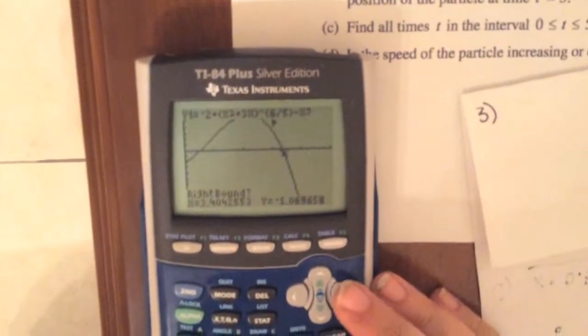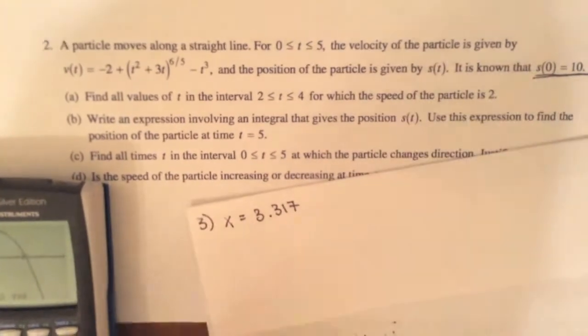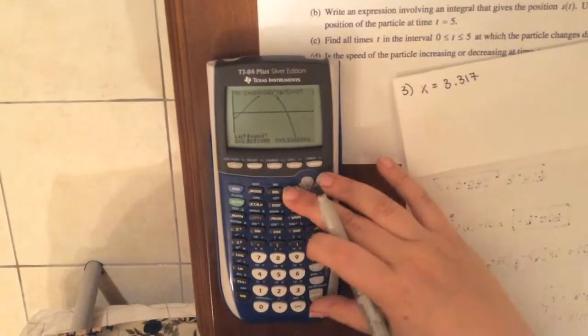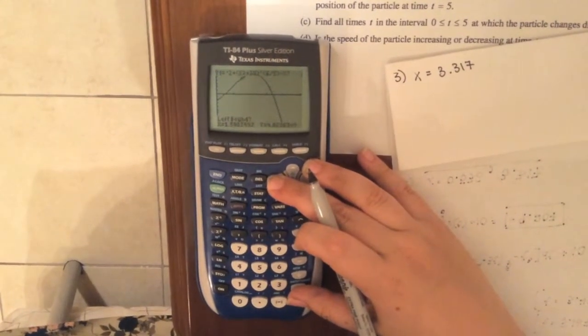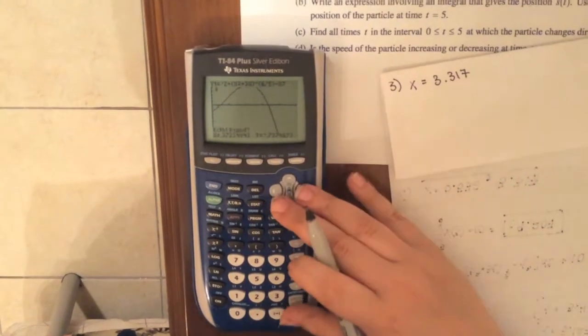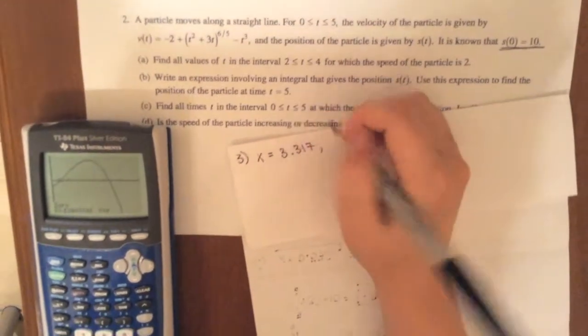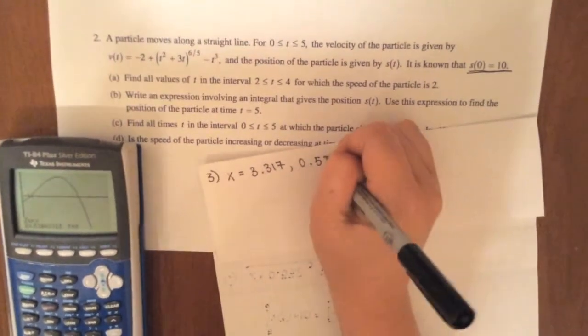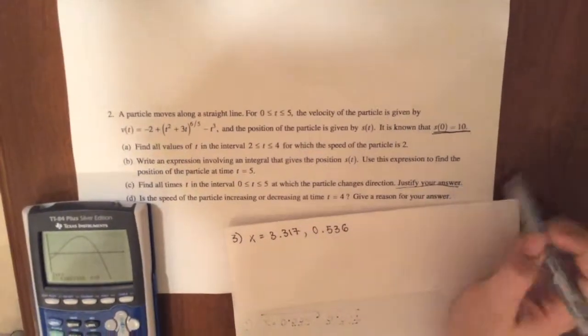The first zero, or actually the second zero, would be 3.317. Remember, always round to 3 digits. And the second zero, in one moment, the second zero would be 0.536. Now the question also tells you to justify your answer.